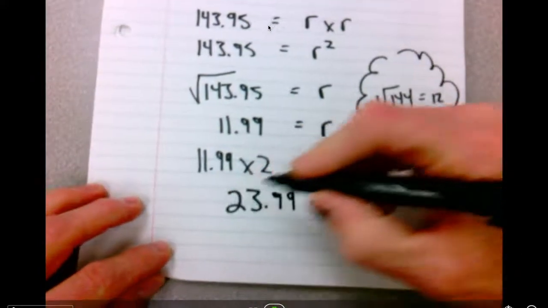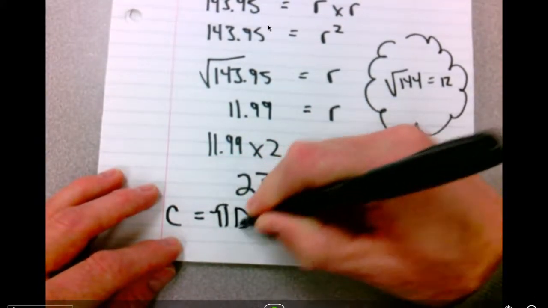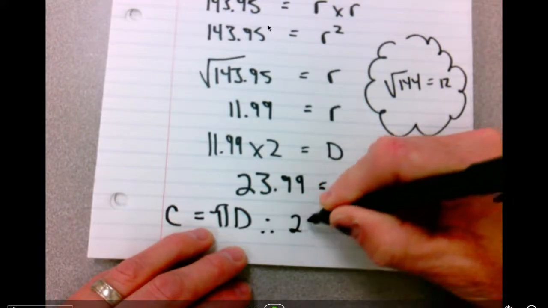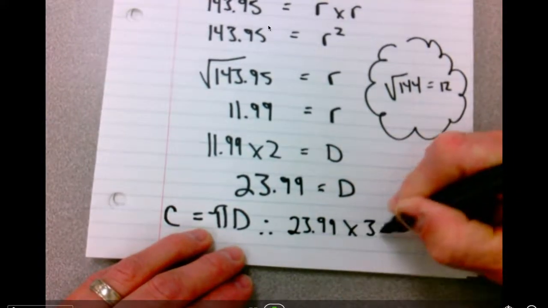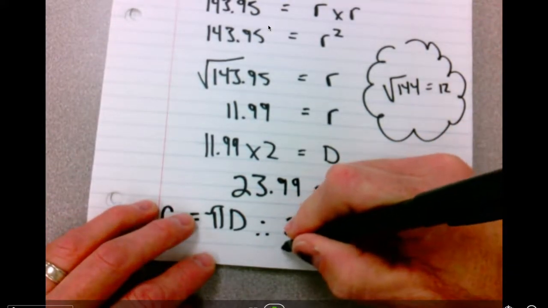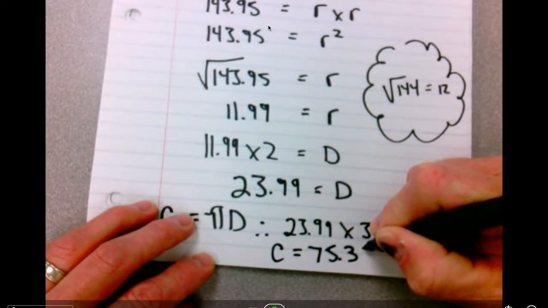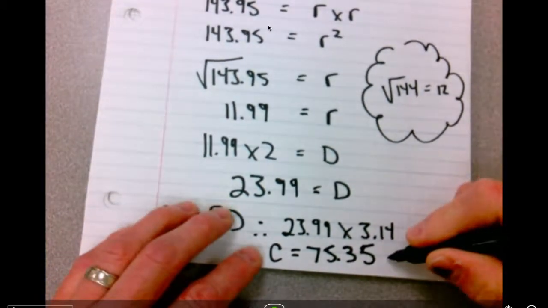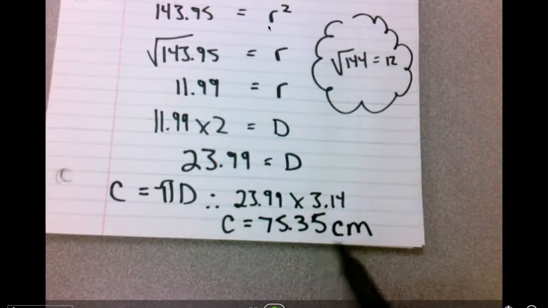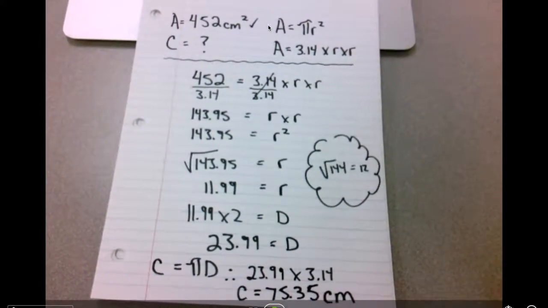And now I need to look at my formulas, and I know that circumference equals pi times diameter. So here I just need to simply do 23.99 times pi. So if I times it by pi, I will get circumference equals 75.35, because I've rounded it. And then I have to put the measurement here. I'm noticing that it's centimeters. So therefore my circumference is 75.35 centimeters. So there's a snapshot of the entire plan.